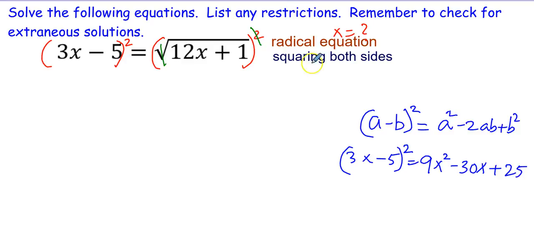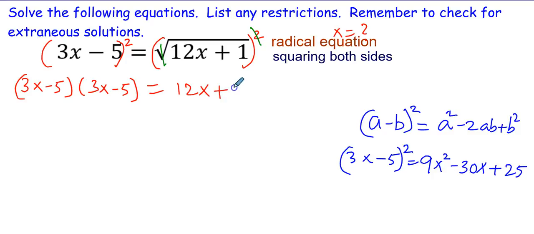That is the product, this 3x minus 5 whole square. Otherwise, if we don't remember this formula right away, just do 3x minus 5 times 3x minus 5. Either way it is fine, you don't have to worry about it. And on the right hand side, 12x plus 1.